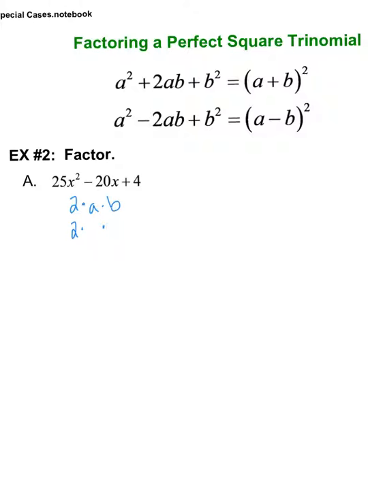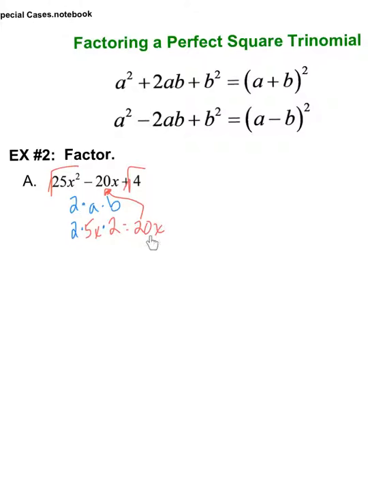So to get my a right here, I'm going to take the square root of this. So the square root of 25x squared is 5x. To find my b, I'm going to take the square root of this. So the square root of 4 is 2. 2 times 5x is 10x, times 2 is 20x. And you want to compare this to that middle term right here.